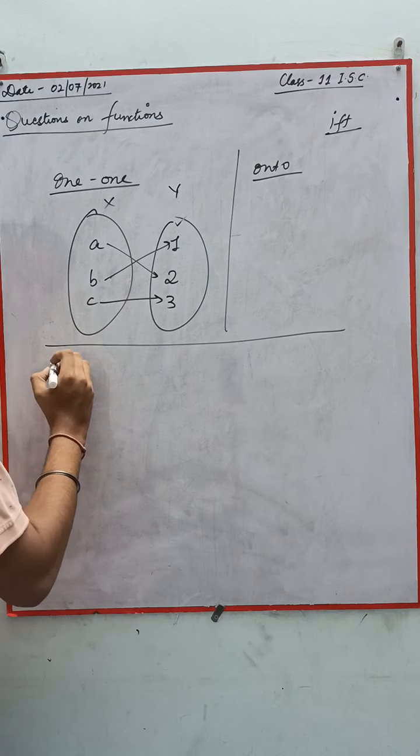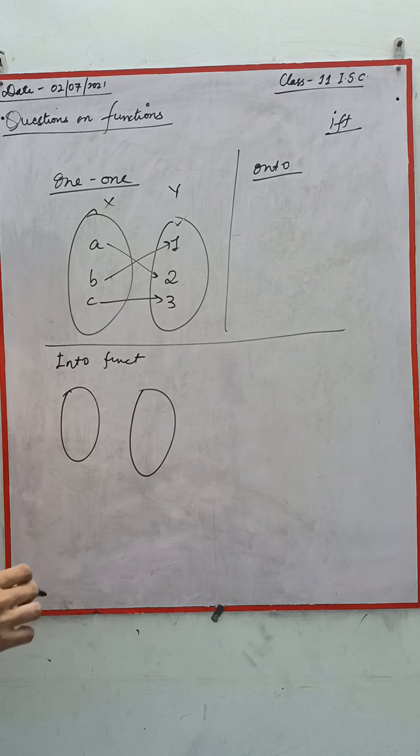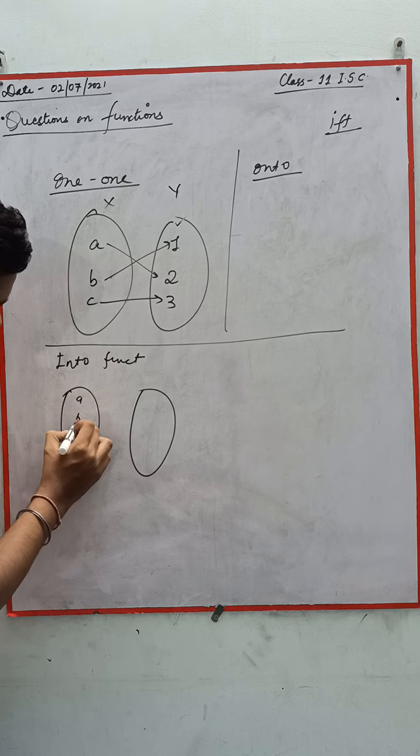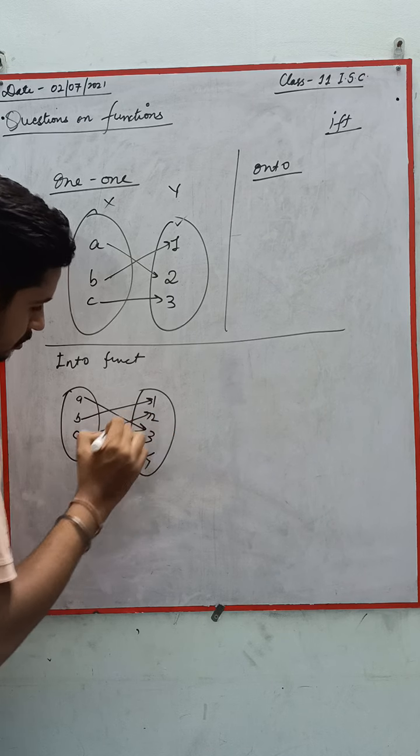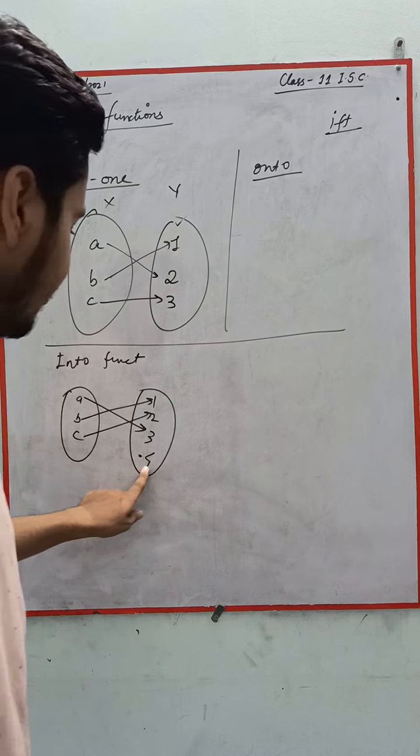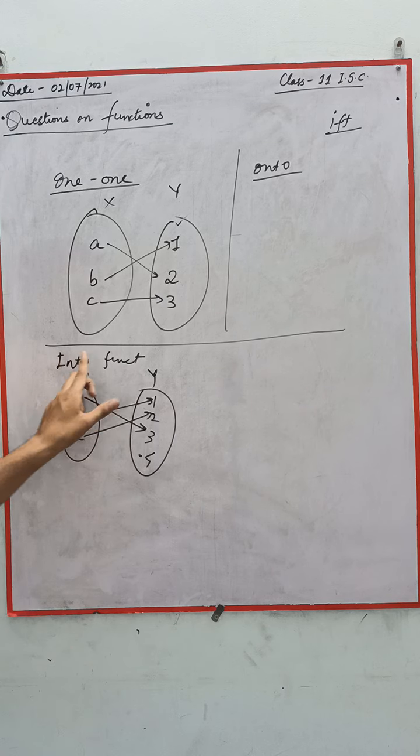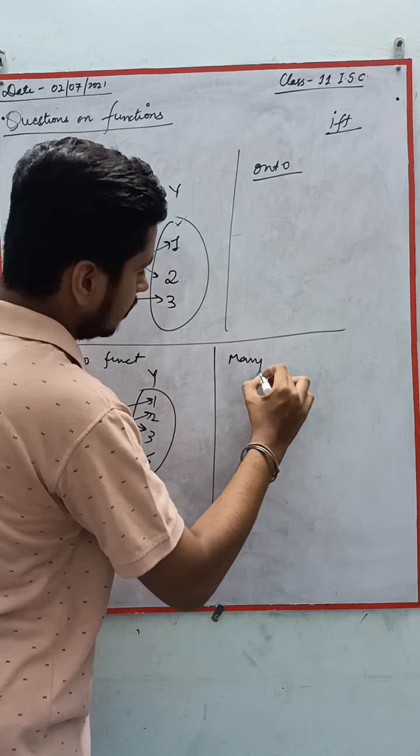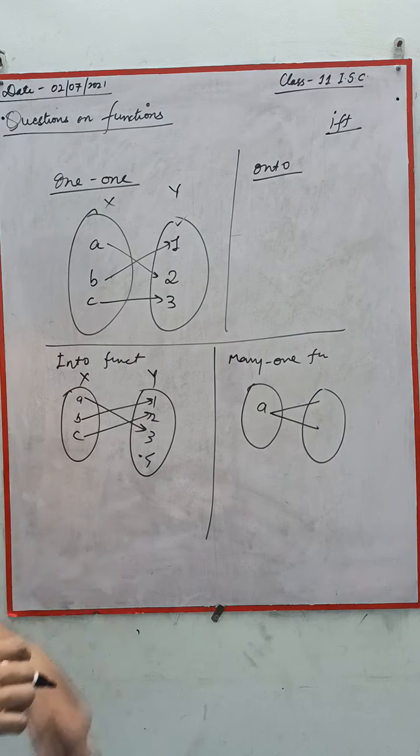Now coming to the into function. What does the into function say? That at least one element should be left over here. For example, I'm drawing a, b, c here and 1, 2, 3, 4. a is related to 3, b is related to 1, c is related to 2. Now you can see this image has no element in x, so this is an into function.